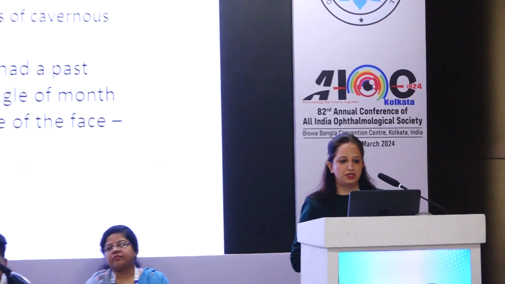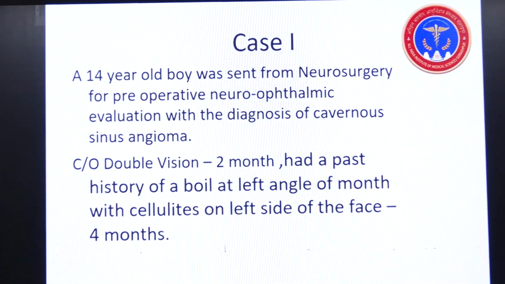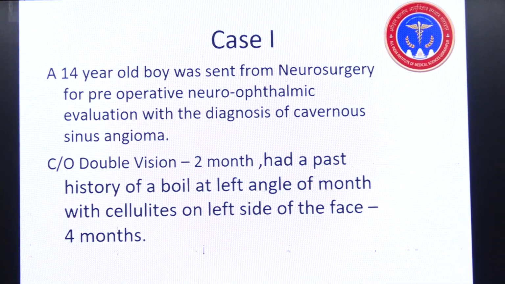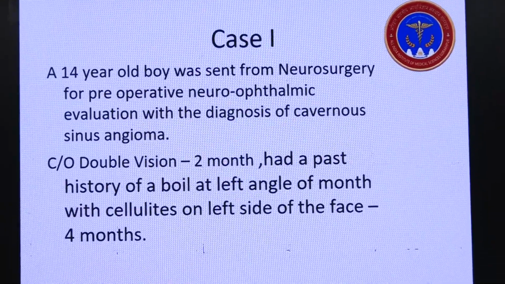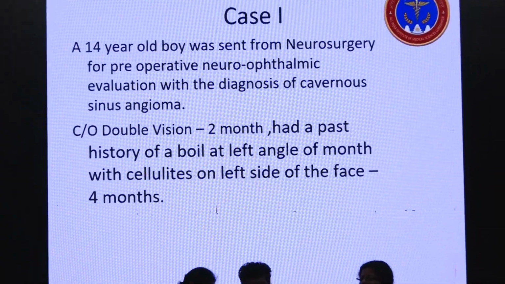So my first case is a 14-year-old boy who was sent from neurosurgery for pre-operative neuro-ophthalmic evaluation with a diagnosis of cavernous sinus hemangioma. On history, he complained of double vision for 2 months, and on a very careful clinical history, he gave a history of a boil at the left angle of mouth with cellulitis on the left side of the face, which was 4 months back.